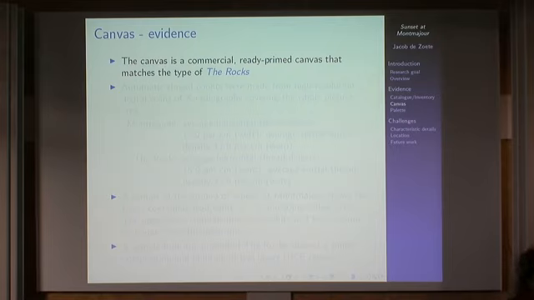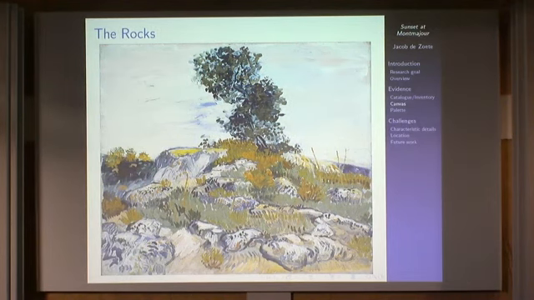So another piece of evidence, these three sections with the canvas and the catalog, you can read independently. Another piece of evidence that they present in terms of written text and bullet points is that the canvas on which Sunset at Montmajour was made is what they call a commercial ready primed canvas that matches the type of a painting called The Rocks, which is, I believe, in a museum in Houston in America, and is assumed to be by Van Gogh, and therefore I will put a probability of one that this was made by Van Gogh.